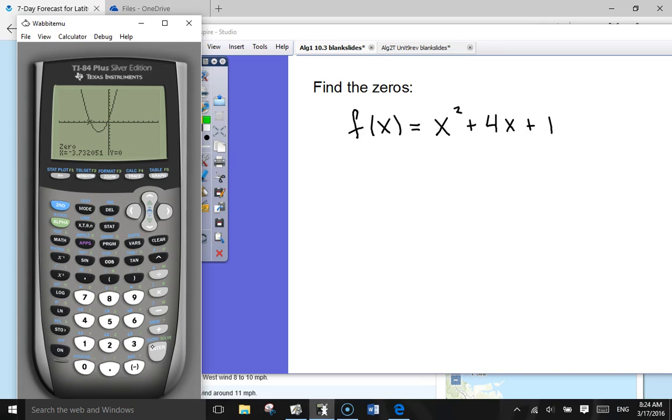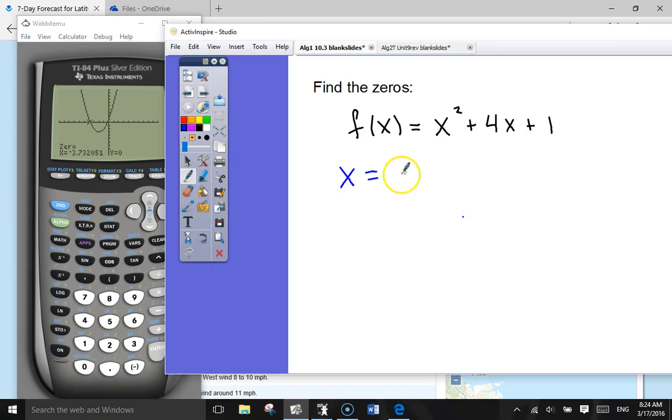What is the value of the zero? Oh, -3. Negative 3.73. So I did different ones. You got the wrong answer. Okay, the answer is negative 3.73. Exactly. Okay, what did you do? Oh, that's a different problem.